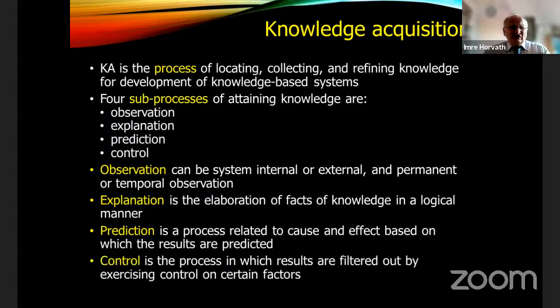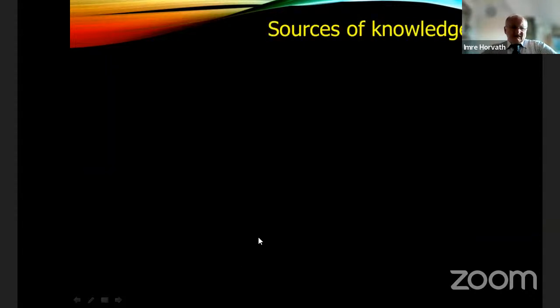Then the control is the process in which the results are filtered out by existing control on certain factors. So this is a kind of causality type of evaluation. If you receive these end results, then how they were achieved and what sort of factors were playing role there, and this, let's say, capturing of the factors that contribute to knowledge acquisition.